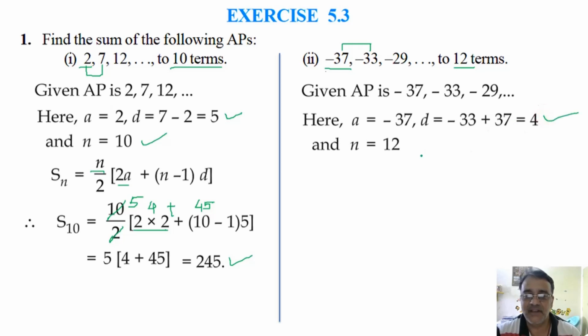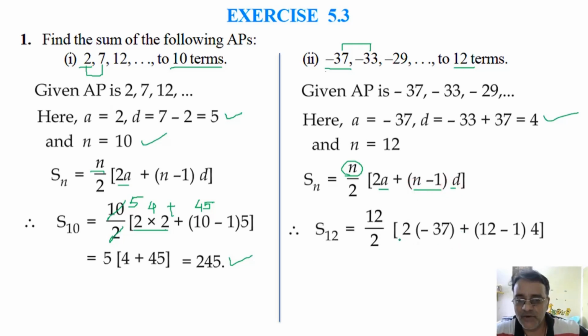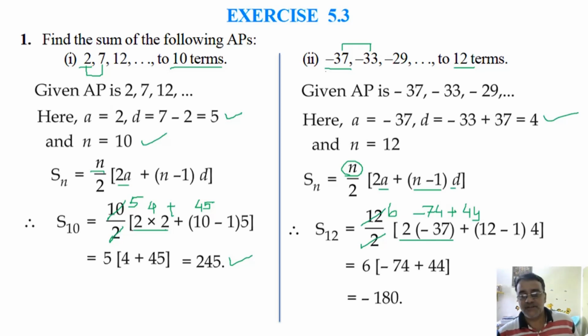Now we write the formula Sn and substitute all the values: 12 by 2, 2 into minus 37, 12 minus 1, that is 11, into 4. This will become minus 74 plus 11 into 4, 44. We can cancel this with this one, 6 we will get. So 6 into minus 30 we are getting. The final answer is minus 180. Any doubt here? No, sir.